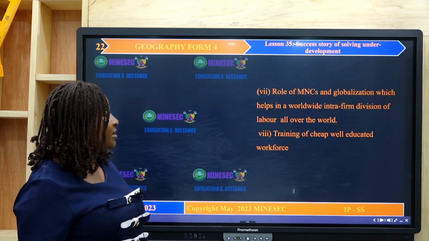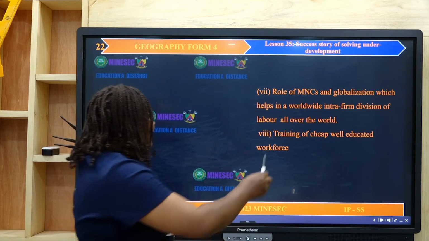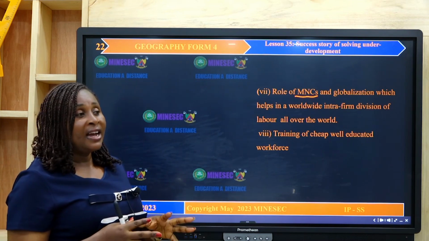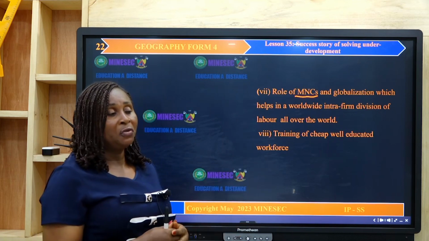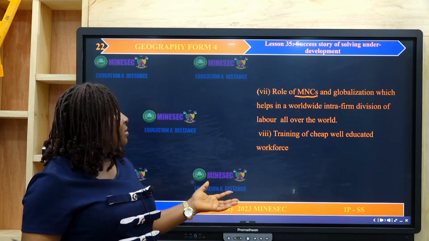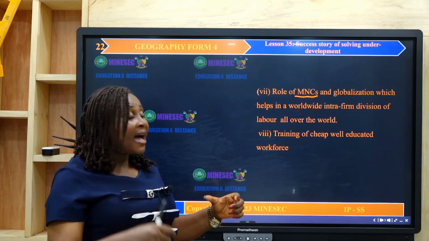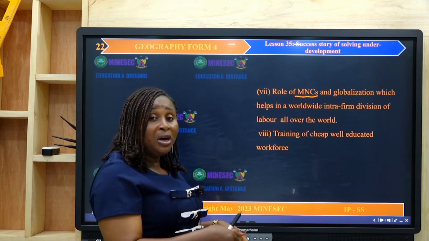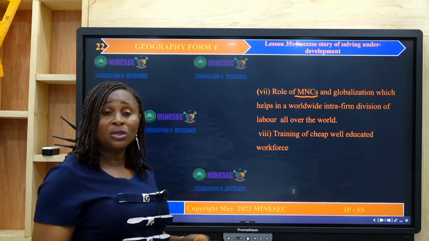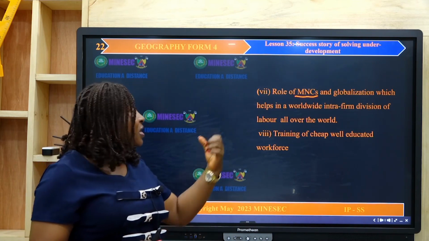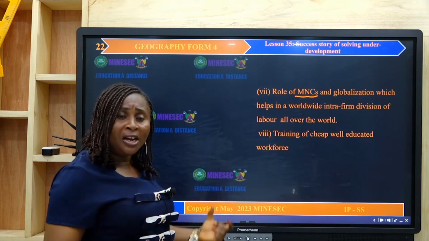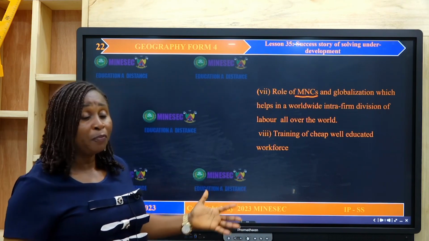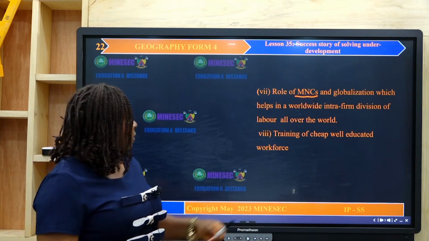The role of multinationals and globalization. Multinationals: foreign industries that have sub-branches in different parts of the world. The governments have opened their borders, and foreign investors are coming in with their companies or with the branches of their companies to locate in some of these emerging nations or some of these newly industrialized countries. So they bring their resources, they bring their technology, and with the knowledge, it spreads. And in that way, countries develop. Countries come out of poverty. Countries emerge.